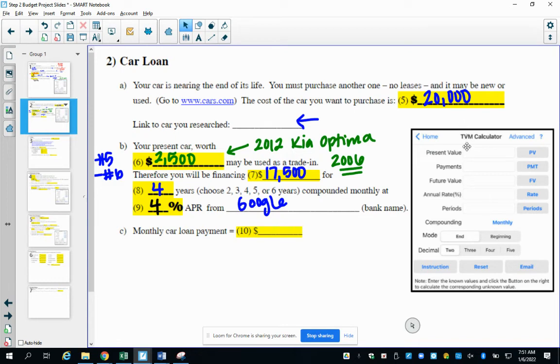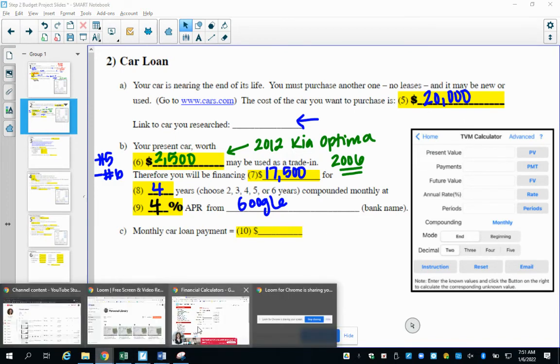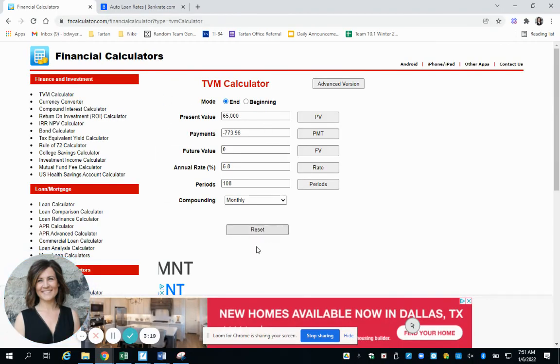Okay, so easy calculator, and use the TVM one. I'm going to do it on the website version. Okay, so I'm just going to reset this. So we're financing $17,500. So that's the current value of the loan. We're going to look up the payment. We would like the future value of this loan to be 0 because we would like to pay it off.